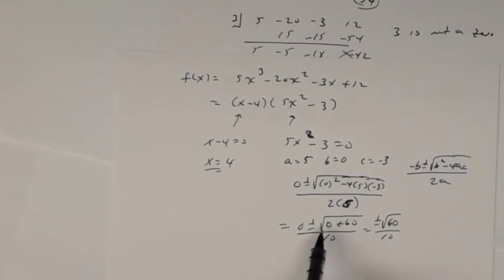Now, remember, 0 plus or minus the square root of 60 is plus or minus the square root of 60. Don't forget the plus or minus, though. Some students forget about that, the plus or minus. Okay? Now, technically, I'm okay with you leaving your answer like this.